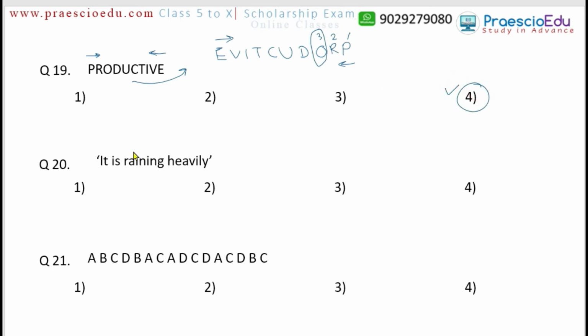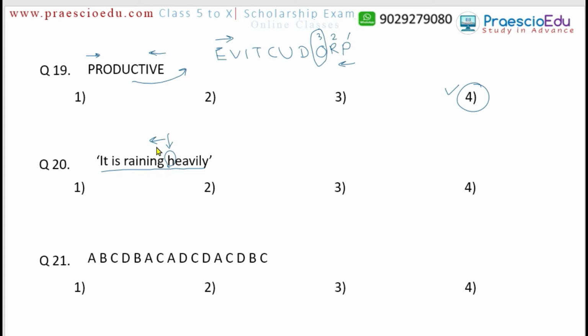Then question number 20. It is raining heavily. In this sentence, which is the letter at the fifth place from the letter H? So where is the letter H? Letter H is here. So this is the letter H. Fifth place from the letter H to its left side. To its left side means from this one.